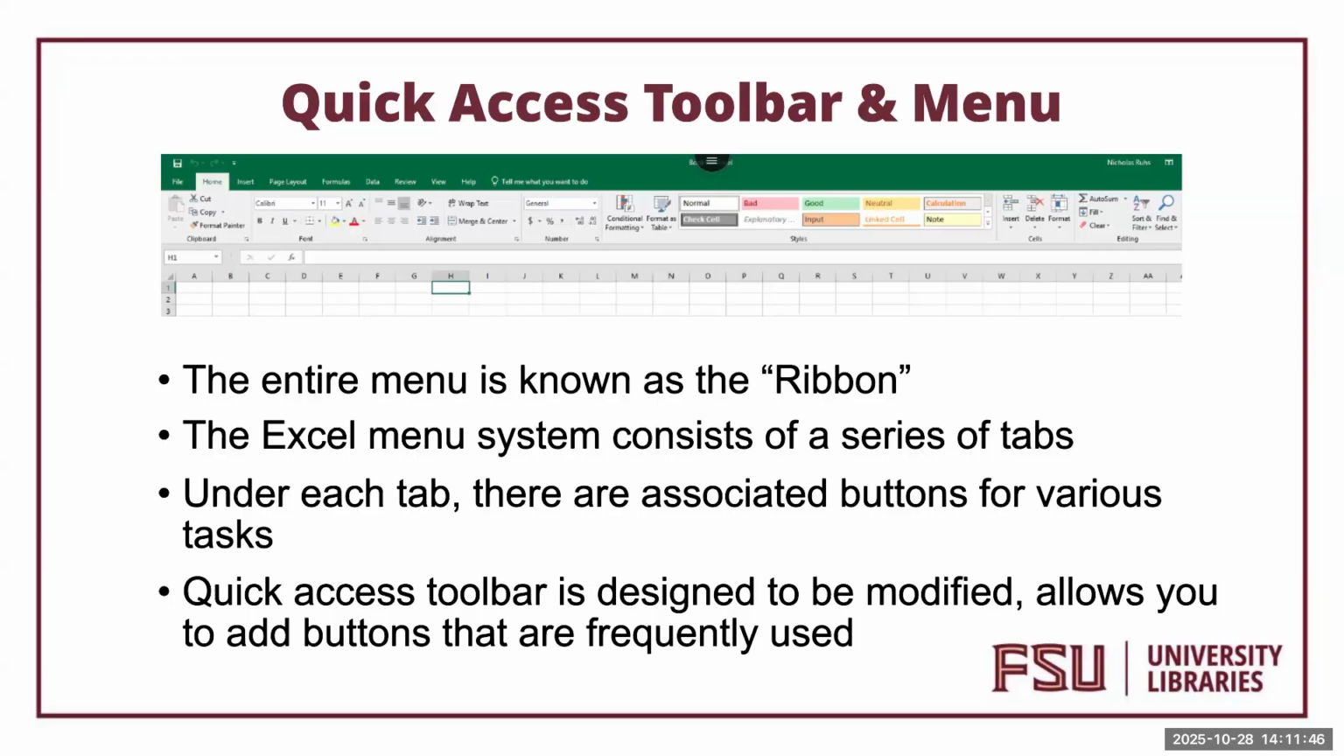spreadsheet in some way. The quick access toolbar is that section that's located at the very top left of your screen. And by default, you often have just like the save, the redo, the undo. So it's these buttons up here that you can access with just one click. This toolbar is designed to be modified and allows you to add any buttons that you are using in Excel that are frequently used.